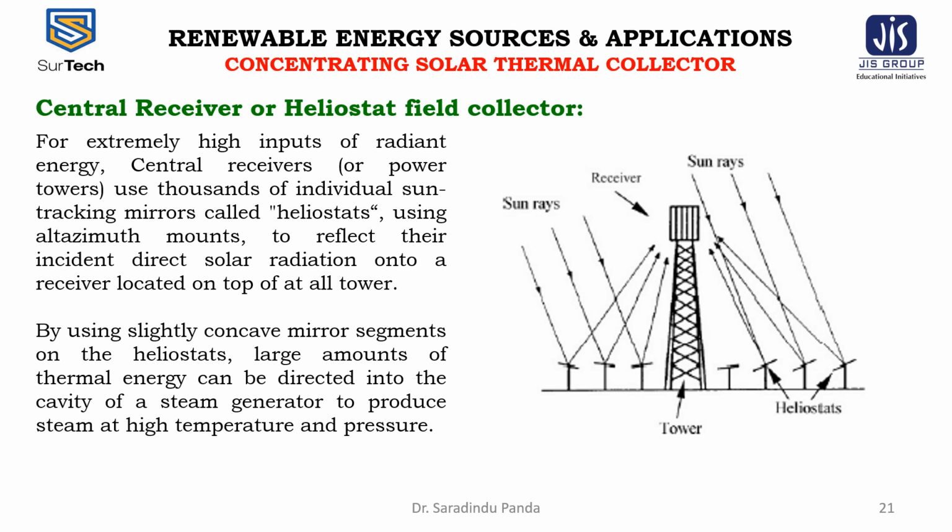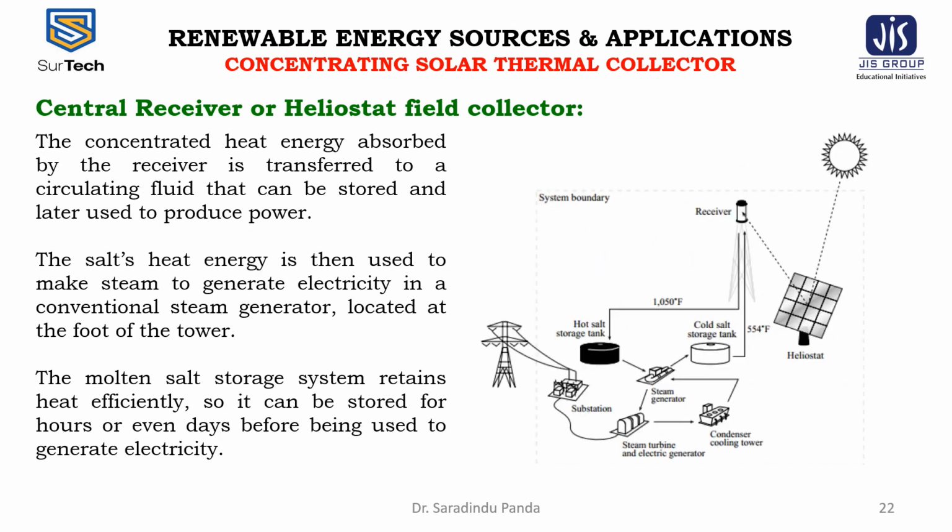In the figure here, we can see the heliostats. The sun rays are falling down on the heliostats. Then the receiver at the top of the tower collects this, and the large amount of thermal energy can be directed into the cavity of a steam generator to produce steam at high temperature and pressure. The concentrated heat energy absorbed by the receiver is transferred to a circulating fluid that can be stored and later used to produce power.